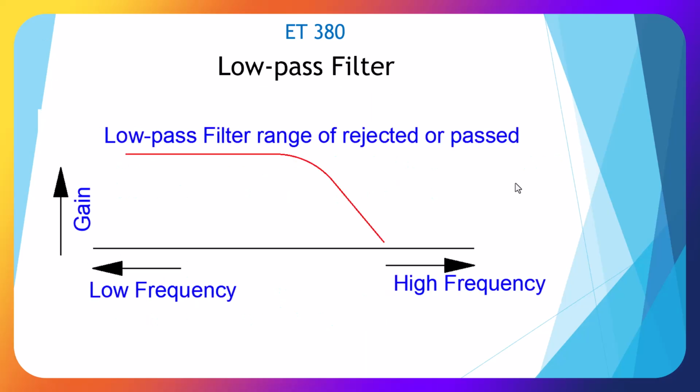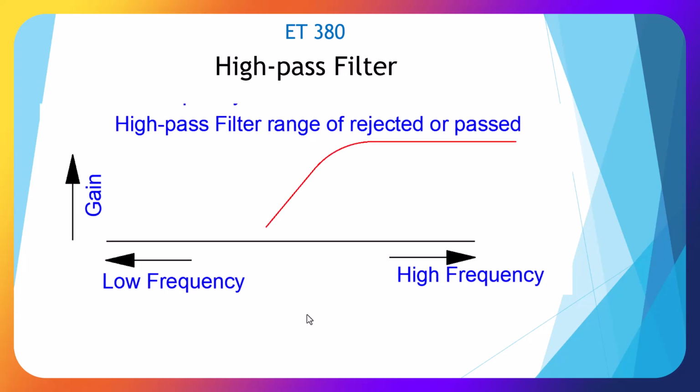The first type is a low-pass filter, where when we look at a gain versus frequency chart here, low-pass filters pass lower frequencies and block higher frequencies. So this is the typical shape of a low-pass filter.